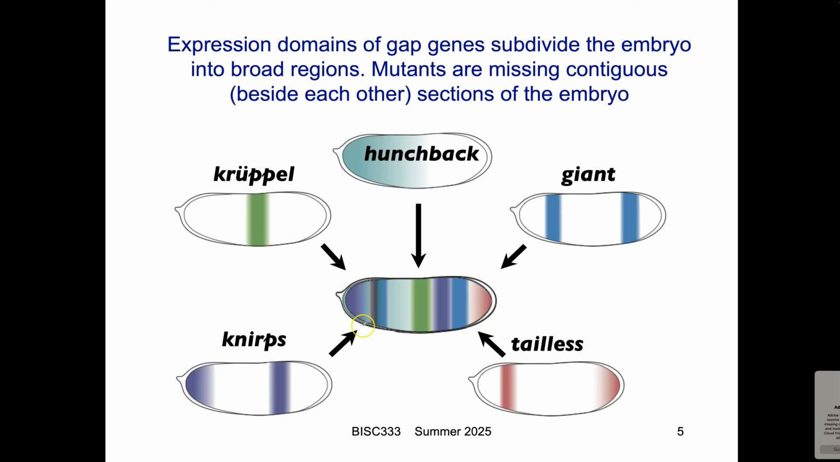So if you were to go across the whole embryo, there would be these broad regions where here's knirps, here's Kruppel, here's a region in between that's just got hunchback, and here's where giant is. And then we've got tailless, a little bit of tailless here, and then a lot of tailless there. And you can guess why this is called tailless. When this gene is mutated, then we're missing the posterior end of the embryo.